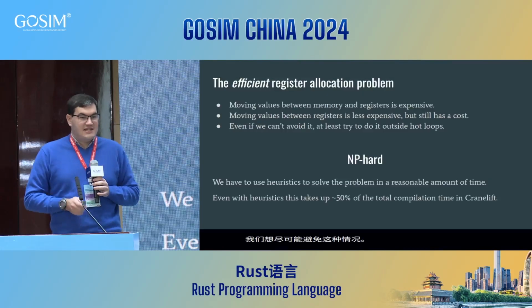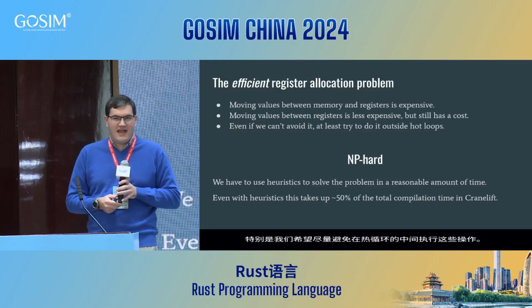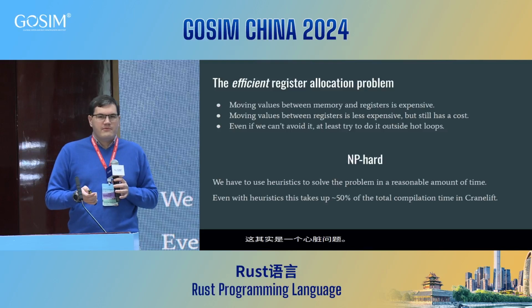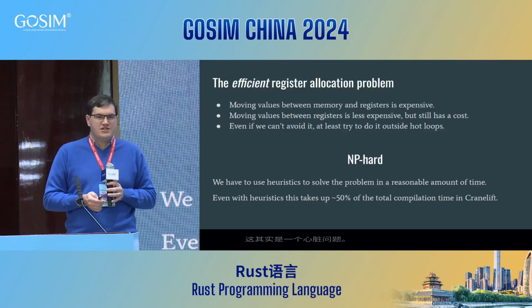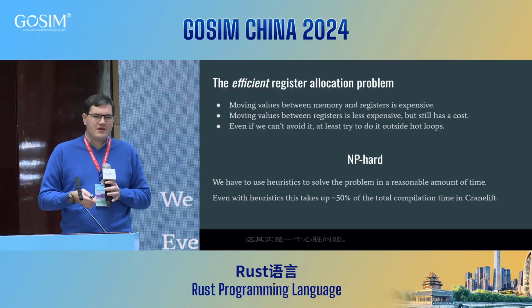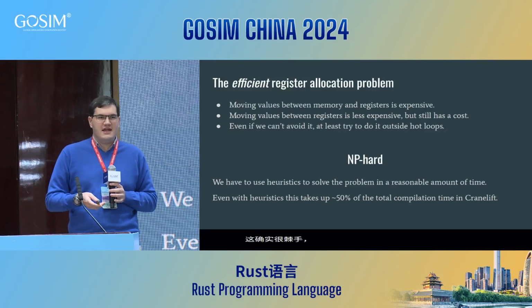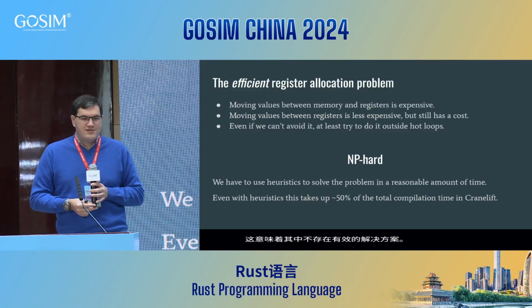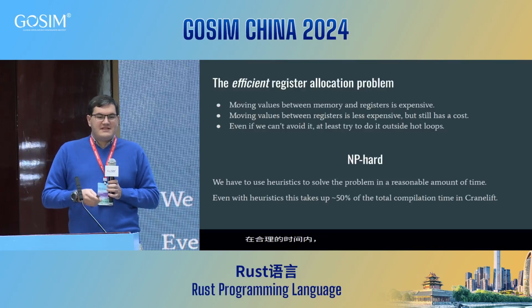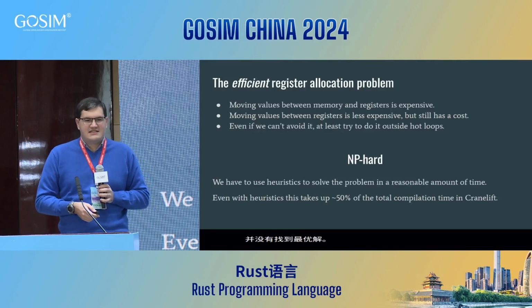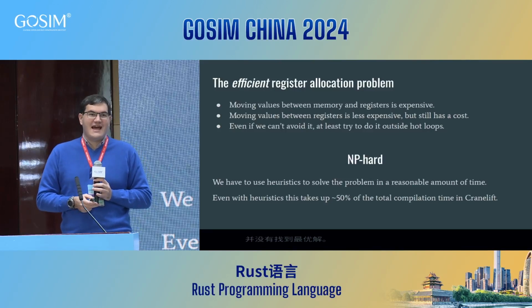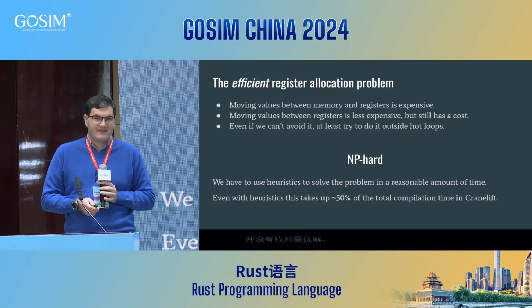This is actually a hard problem, and it's NP hard, which means there's no way to compute an optimal solution in a reasonable amount of time. So compilers have to use heuristics, but even using heuristics, in Cranelift, for example, register allocation is half of the total compilation time.